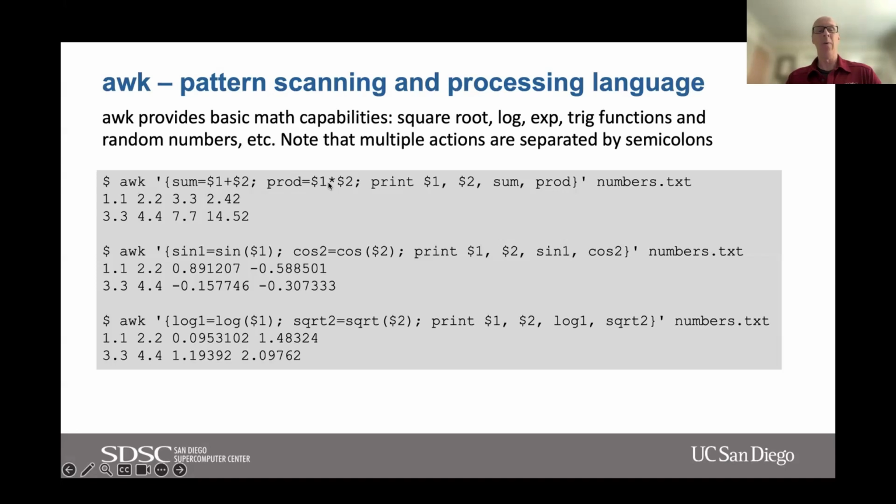Product is equal to $1 times $2. Have all of these separated by semicolons, and then followed by the print statement. Print $1, $2, sum, prod. This is really, really convenient. It allows you to work directly with the text files and not have to either write a program or import them into a spreadsheet to do these operations. And just a few more examples showing how you could use sines, logarithms, cosines, and square roots.